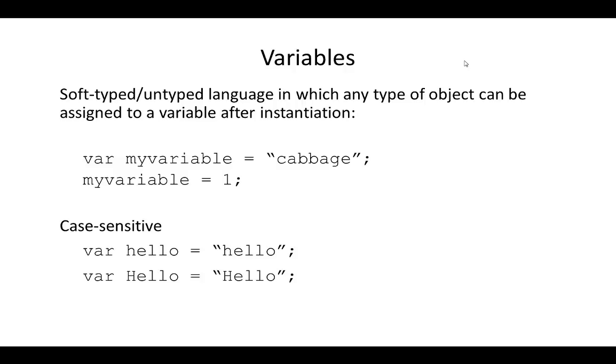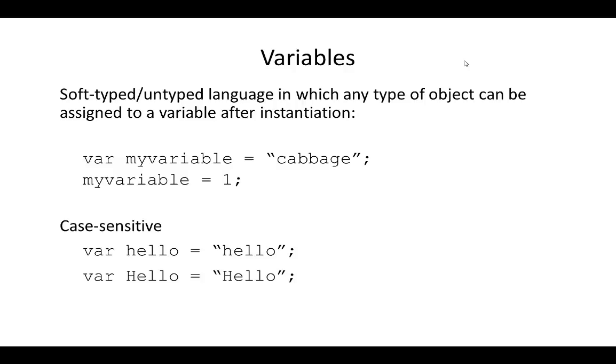And that variable forevermore can only store that data type. So you declare something like var my variable as integer, and you can only ever store an integer in there, or as a string, and you can only ever store text in there.